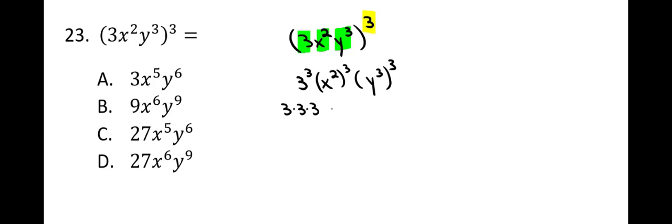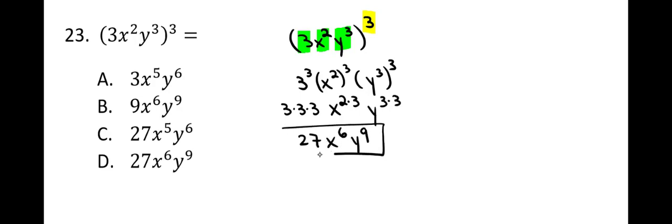X squared raised to the third power means you keep the base, you multiply the exponents. Y to the third raised to the third power, keep the base, multiply the exponents. 3 times 3 is 9, 9 times 3 is 27, x to the sixth, y to the ninth. 27x to the sixth, y to the ninth.